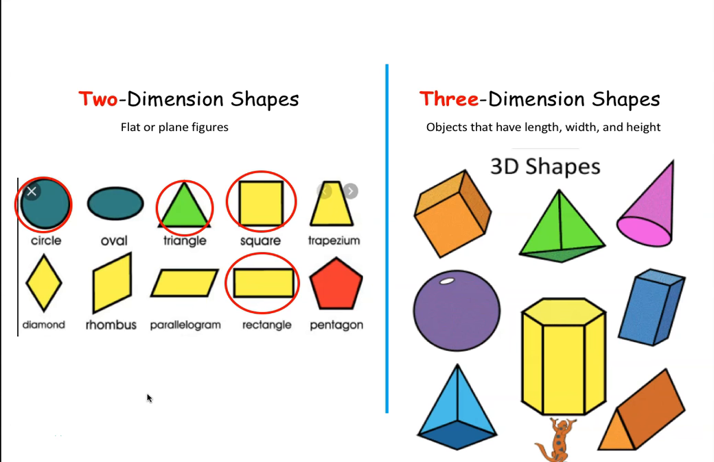Now could you name some of the three-dimensional shapes? Cube, pyramid, cone, sphere, and rectangular prism.